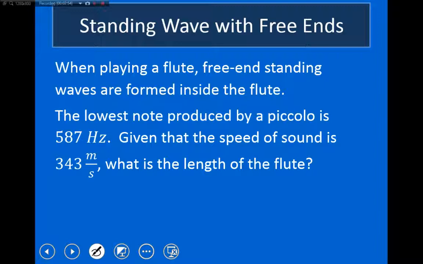So let's consider just a simple example of this. The example says that when you play a flute, you create a free end standing wave. The lowest note that can be produced by a piccolo has a frequency of 587 Hertz. Given that the speed of sound is 343 meters per second, what is the length of a piccolo?